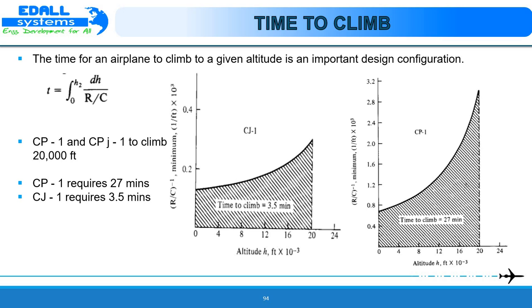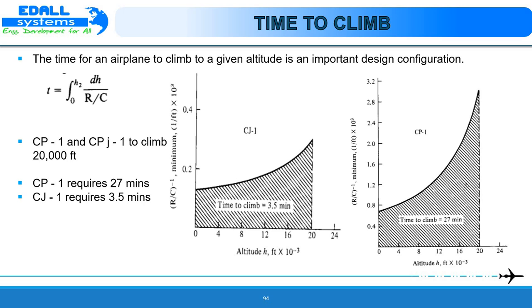Normally, rate of climb is considered from sea level, where h1 equals 0. Hence, the time to climb to any given altitude h2 is t equals the integral from 0 to h2 of dh by R/C. To calculate t graphically, we have to plot R/C inverse versus h. The area under the curve from h equals 0 to h equals h2 is the time to climb to altitude h2.